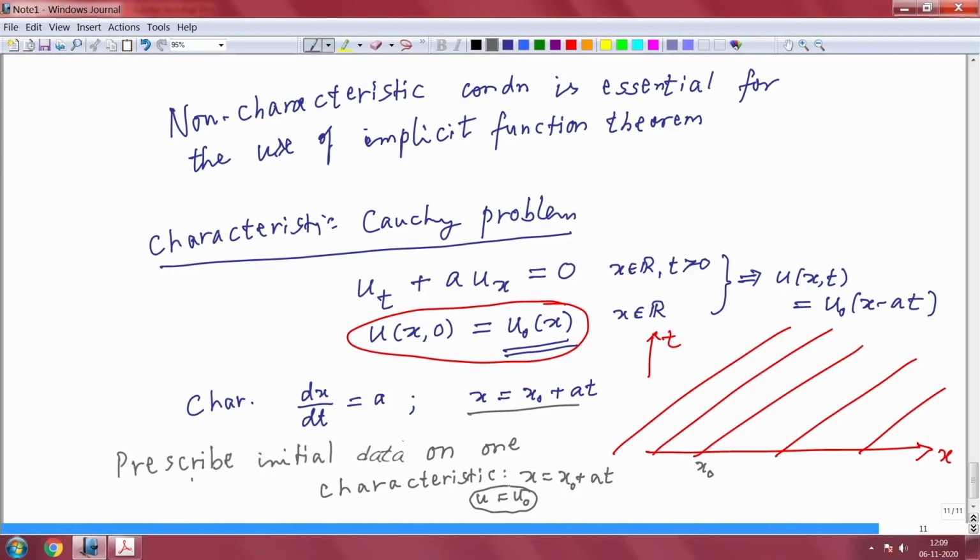And then what about at other points? The other points do not intersect this characteristic anywhere. So, it is totally arbitrary. I can prescribe any value at any other point. So, first of all, u0 has to be constant. So, there is a restriction.